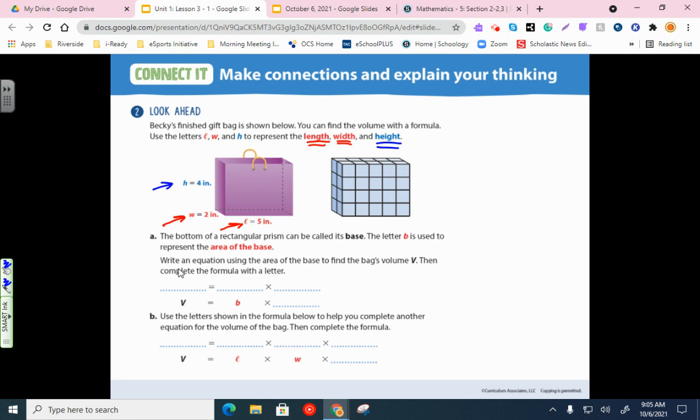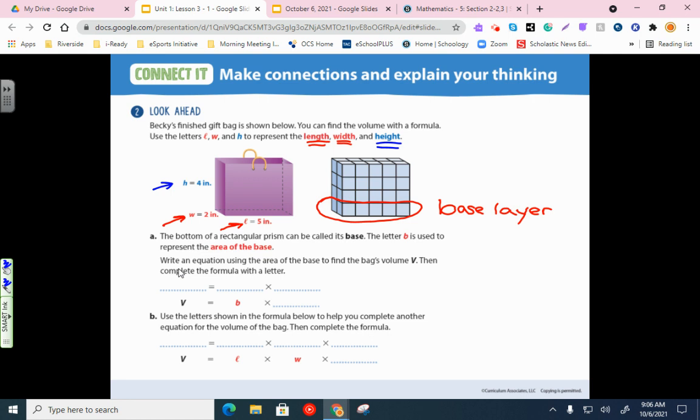The bottom of a rectangular prism is called its base. The letter B is used to represent the area of the base. So the base, if you could circle this little area here, that's going to be our base layer. And that's important to talk about because the base of something, any building, any structure, is going to be that very first layer. So we're going to do the same thing when we try to find volume.